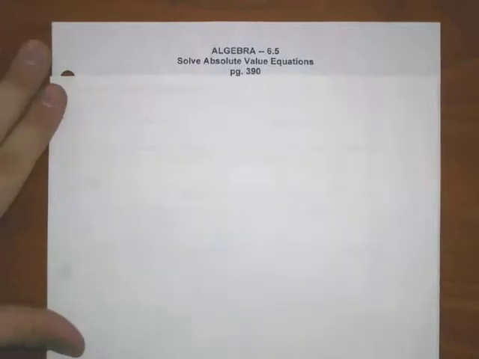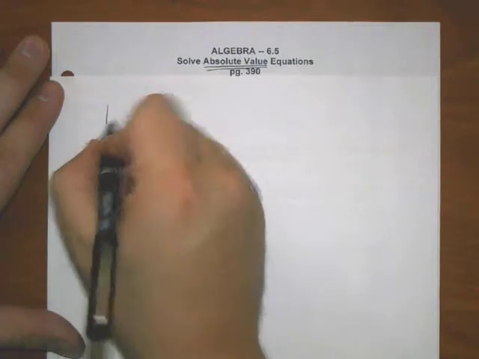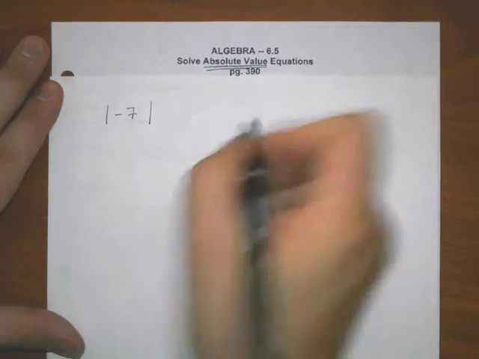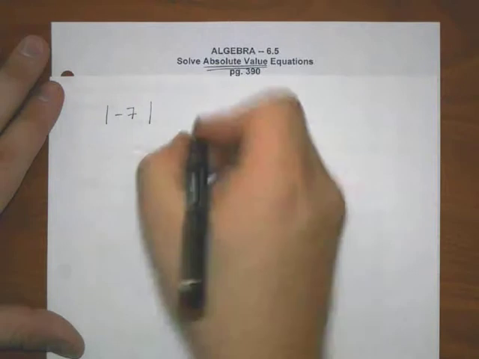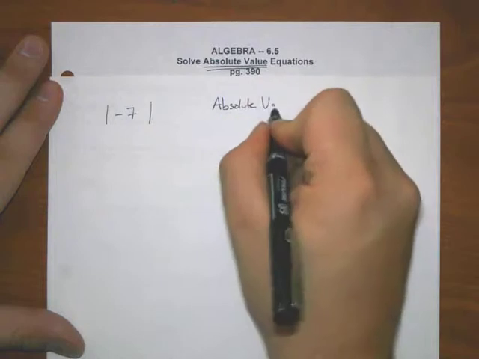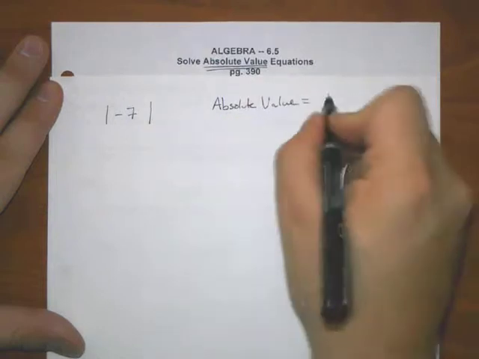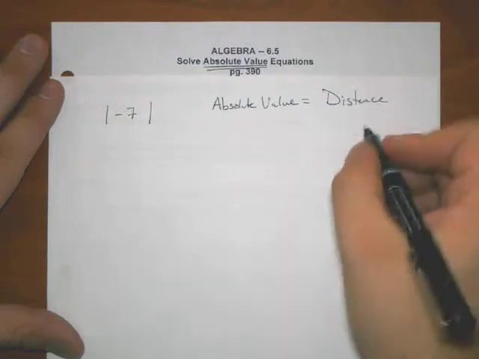Today we're going to talk about section 6.5 in your textbook, which is about solving absolute value equations. Before we get into solving these things, let's remind ourselves what absolute value is. We write absolute value of a number using the vertical line symbols. And the absolute value represents a distance. What sort of distance depends on the context, but for us, this is going to be distance on a number line.